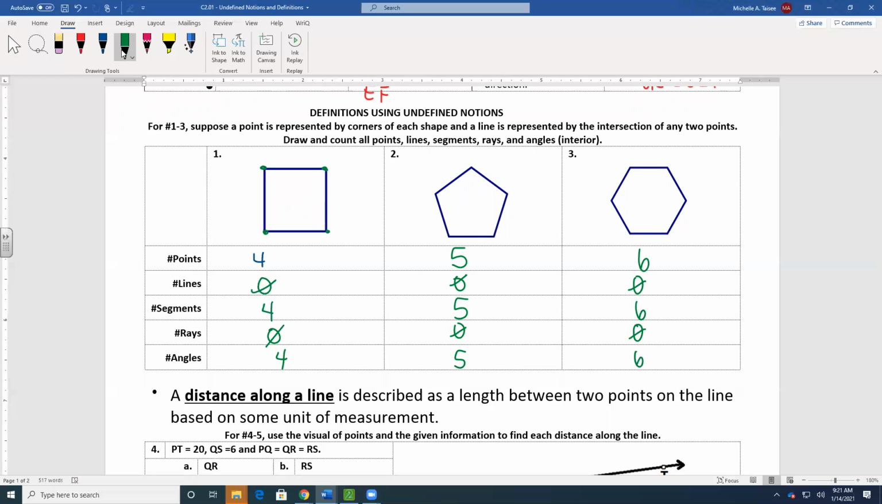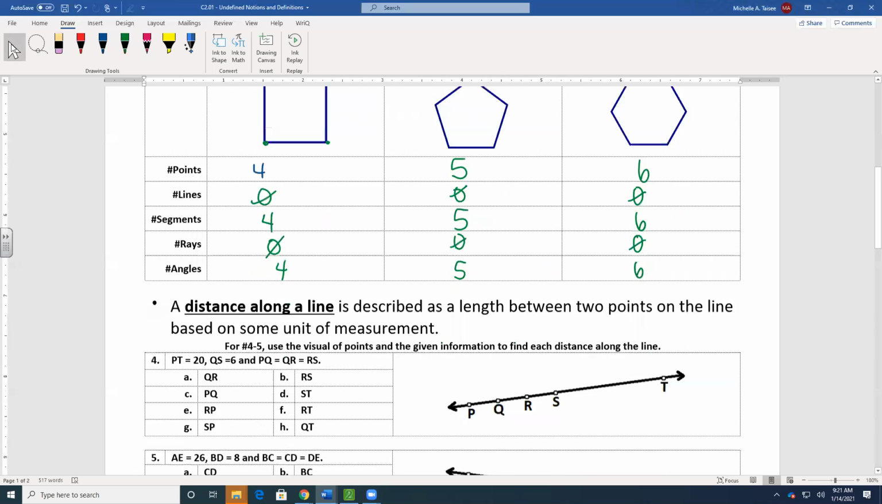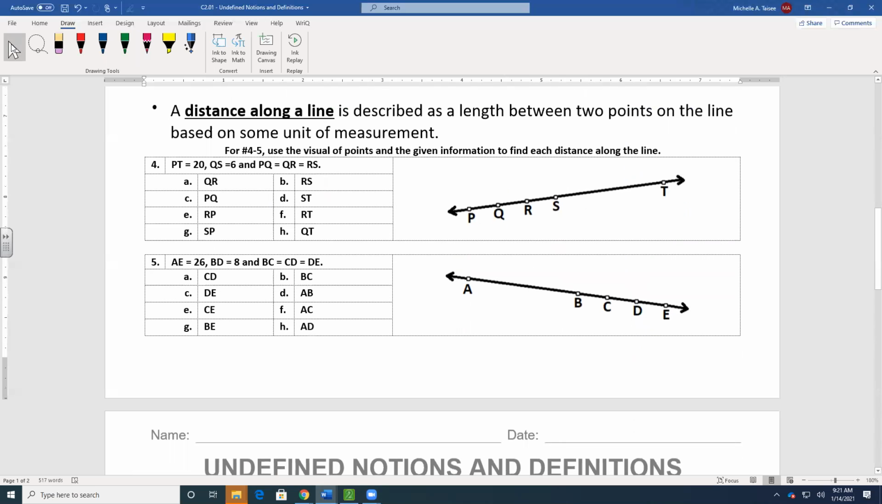How are we doing? All right. Let's scroll on. The distance along a line is described as the length between 2 points on the line based on some unit of measure. So if you have 2 letters without anything on top, I'm asking you to find the distance between them.